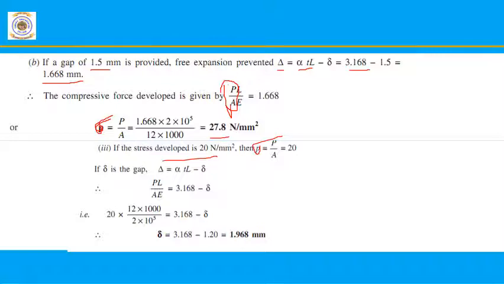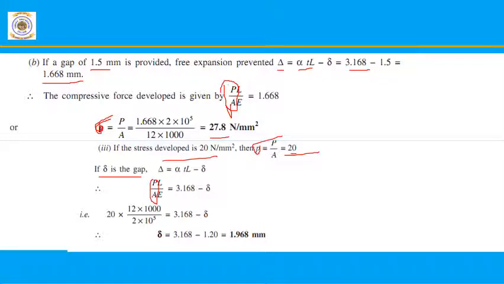So in place of P by A, directly we can substitute 20. And for the partial gap which is provided, we know the equation delta is equal to alpha TL minus small delta. So delta is nothing but PL by AE. So in place of P by A, we can substitute 20. Therefore 20 into length is 12 into 1000. Young's modulus is 2 into 10 power 5.